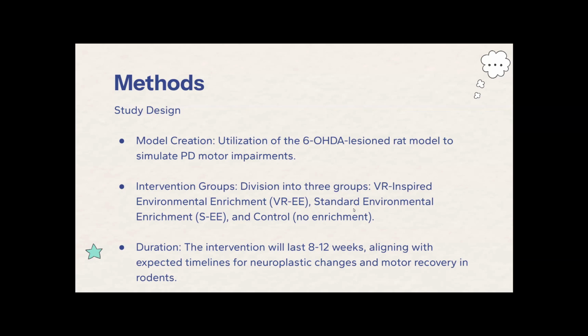So we call the first group virtual reality inspired environmental enrichment, which is the group that we're going to be testing virtual reality in. The next is the standard environmental enrichment, which is the standard environmental enrichment model that has been done before. And then lastly is our control group, which will have no enrichment or any changes done to it.